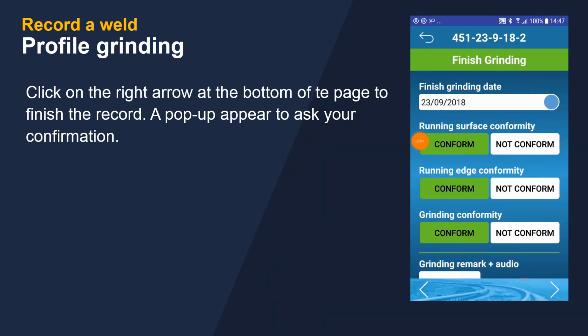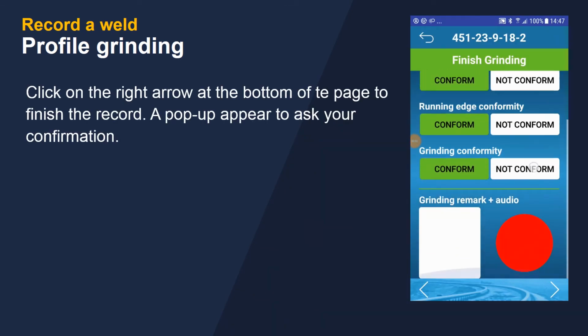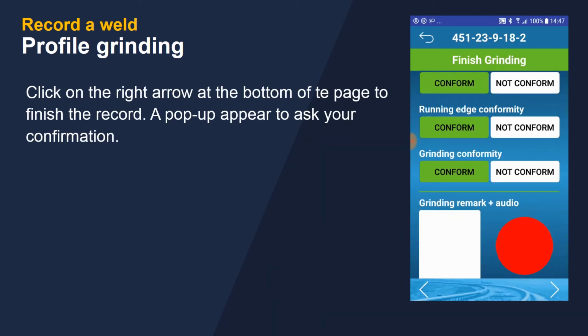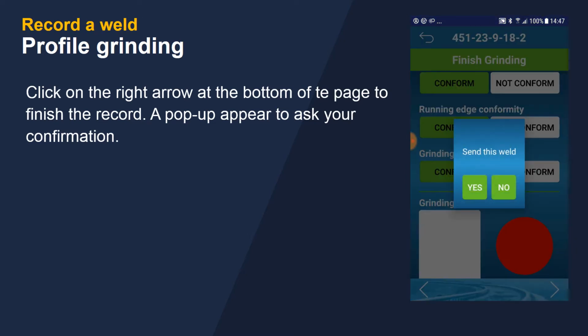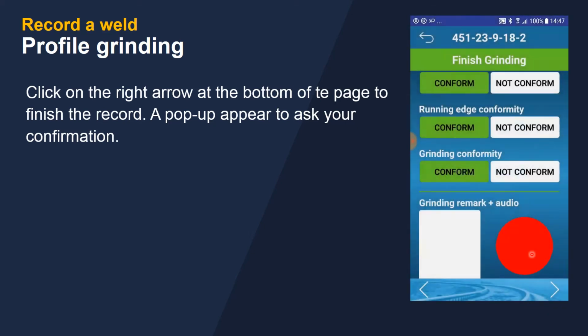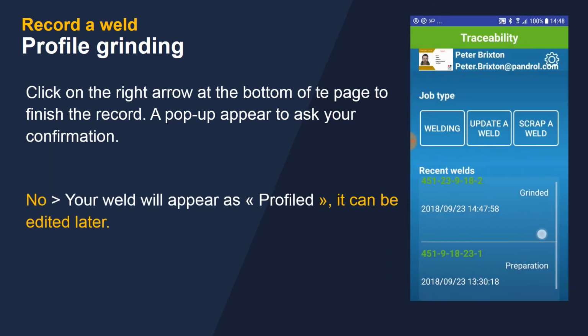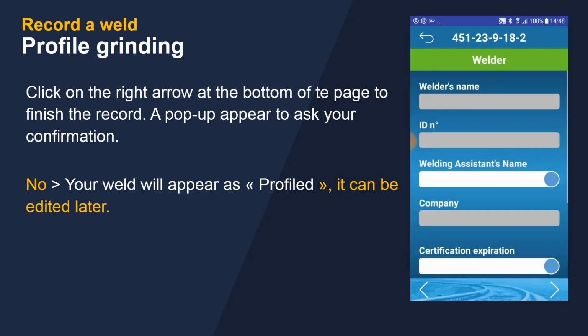You are now on the last screen, Profile Grinding. Fill in all the data then. At the bottom of the page, click on the right arrow to finish the record. The application then asks you if you want to transmit the weld. By clicking No, you return to the main menu.